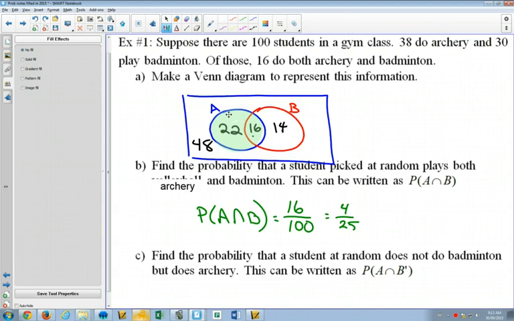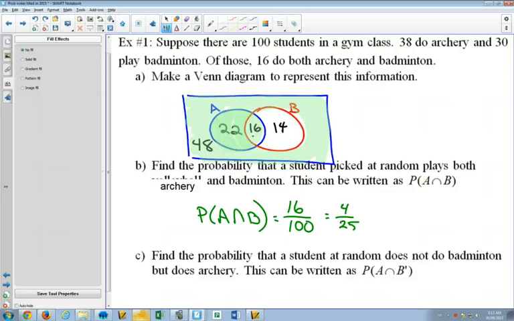Now I'm going to color not badminton. Can you see that not badminton would be everything outside of the badminton red circle? So when I color outside of the badminton red circle, I should have used something different than green. Yep, not happy with the coloration of this.